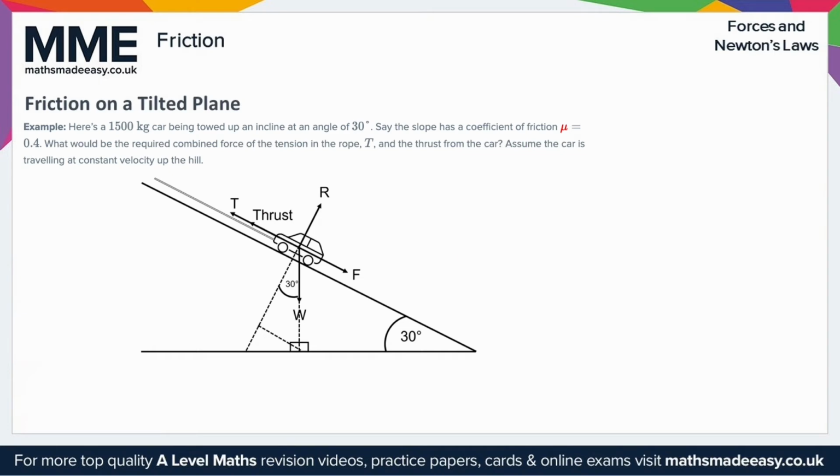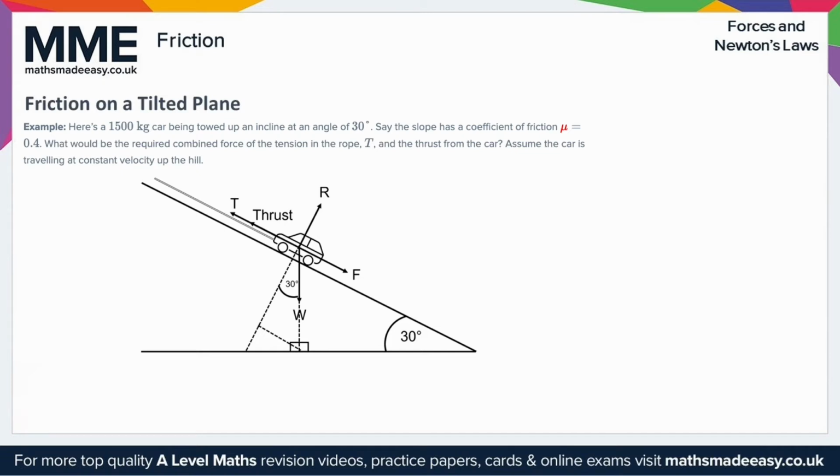So we have a car that has a mass of 1,500 kilograms and it's being towed up an incline at an angle of 30 degrees. And we say that the slope has a coefficient of friction of mu equals 0.4. What would be the required combined force of the tension in the rope T and the thrust from the car, assuming that the car is travelling at a constant velocity up the hill?